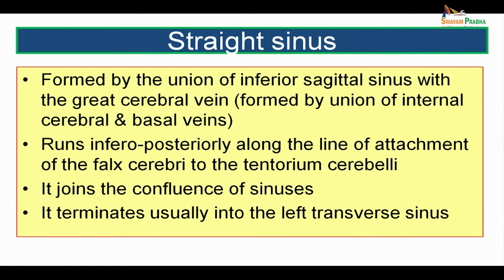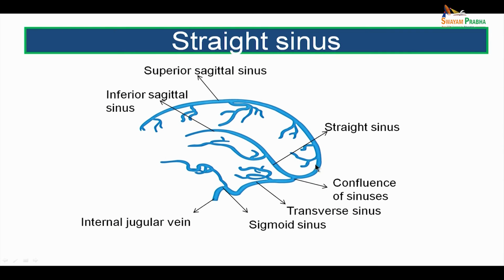When traced posteriorly, the straight sinus ends at the confluence of sinuses. It usually terminates or continues as the left transverse sinus. This is a picture showing us the same, the inferior sagittal sinus joining with the great cerebral vein to form the straight sinus, and the straight sinus reaching the confluence of sinuses, and then from there on it usually continues as the left transverse sinus.